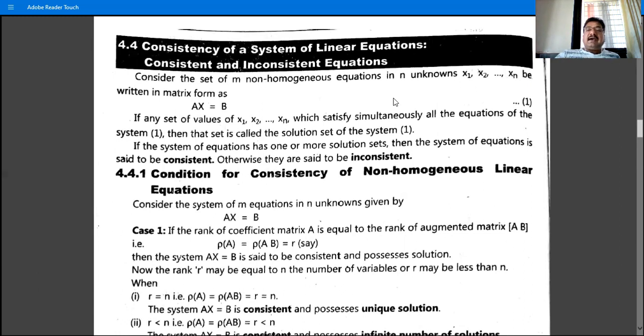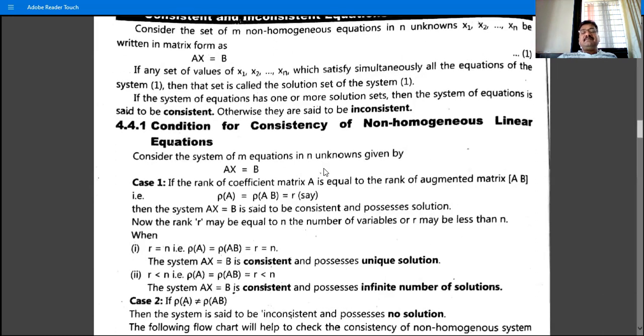If the system has at least one solution, then the system is called consistent. And if the system has no solution, then we say that the system is inconsistent. That is, if the system of equations has one or more solutions, it is said to be consistent. Otherwise, if the system has no solution, the system is called inconsistent.